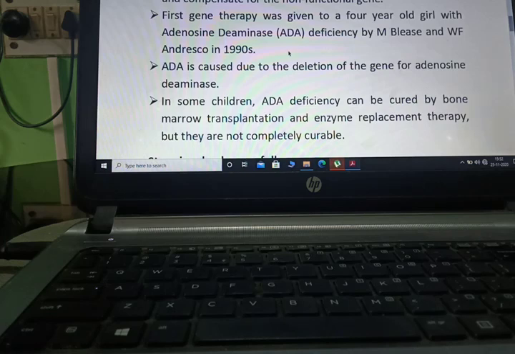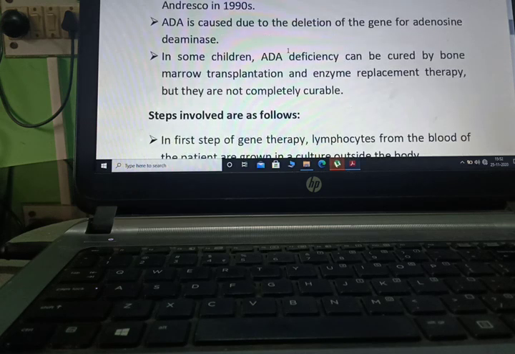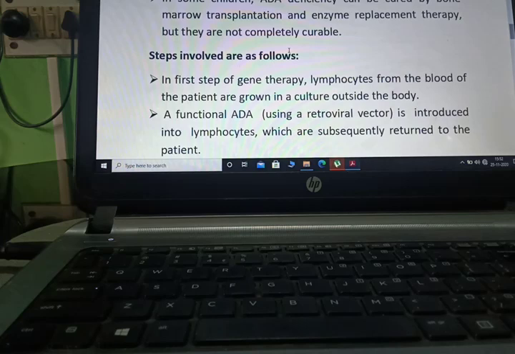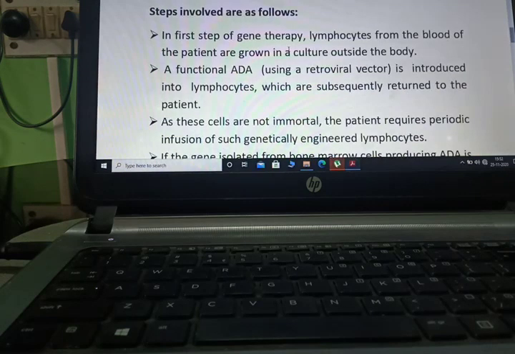The first gene therapy was given to a 4-year-old girl with adenosine deaminase, that is ADA deficiency, by M. Blaese and W.F. Anderson in 1990. ADA deficiency is caused due to the deletion of the gene for adenosine deaminase. In some children, ADA deficiency can be cured by bone marrow transplantation and enzyme replacement therapy, but they are not completely curable. Now, the steps involved are as follows.